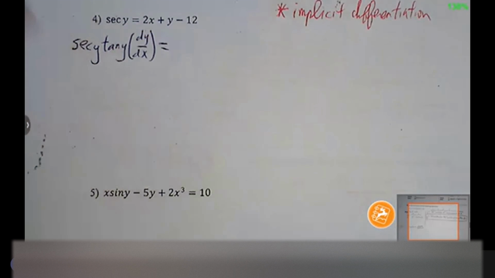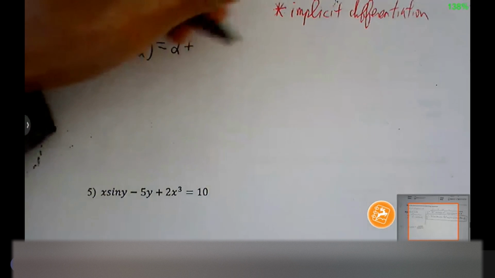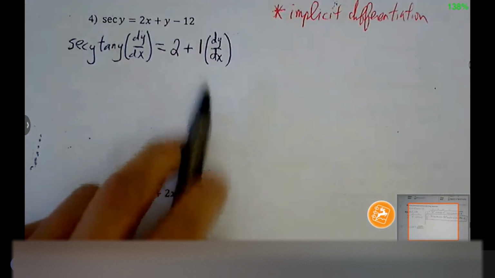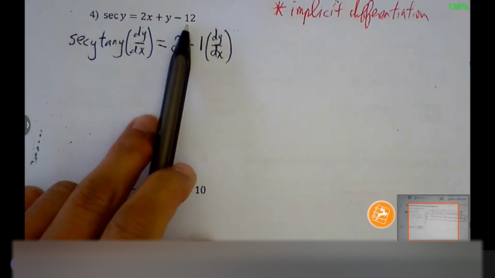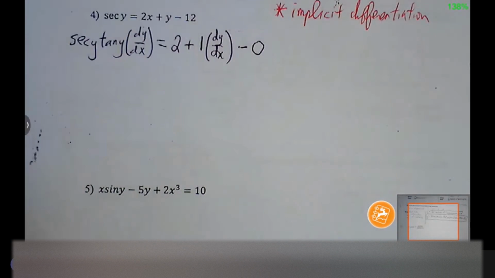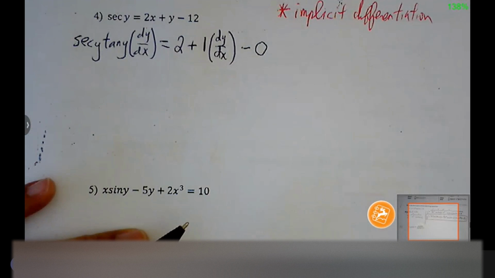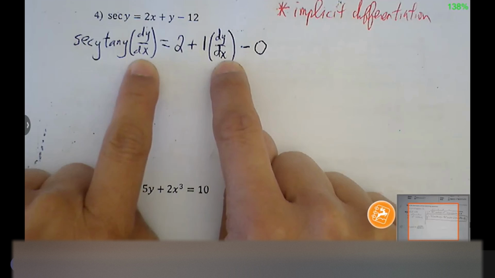Okay, 2x just becomes 2. Y becomes 1, but then we need to attach dy dx because we're asking for y's derivative. I like to put a 1 here because later, when we factor out the dy dx, that 1 is going to show up as a remaining term for that place. What about this 12 here? It just disappears. Either put minus 0 or just ignore it. So we got two dy dx's to show up, just like what we expected.